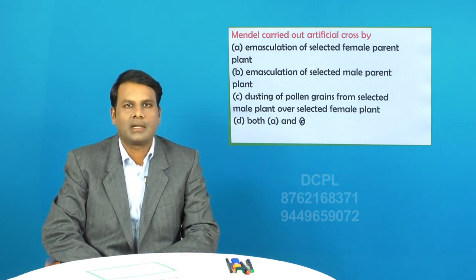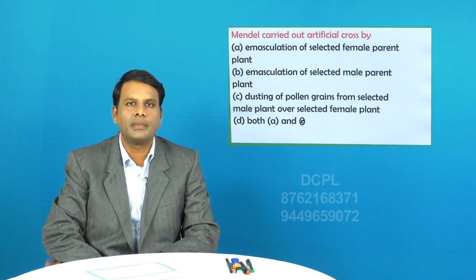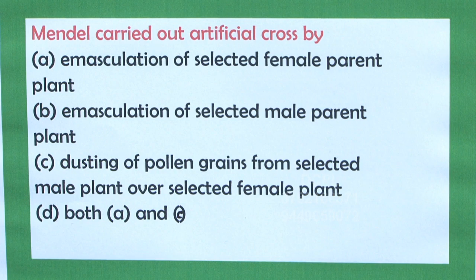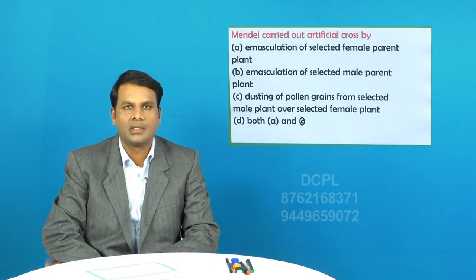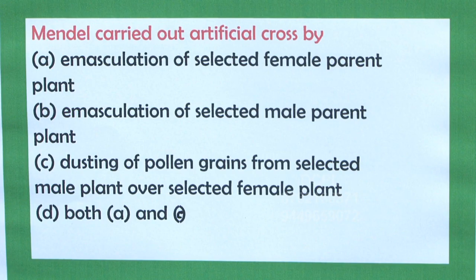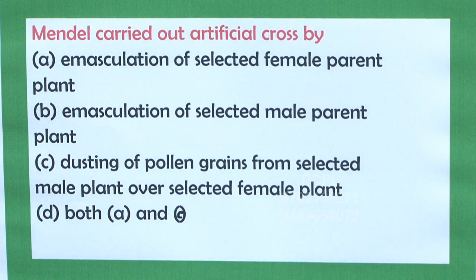So, Mendel also conducted artificial hybridization to see the inheritance of characters in pea plant. So, in this particular question, Mendel carried out artificial cross by option A, emasculation of selected female parent plant. So, selected plant wherein the stigma is being used, wherein the stamens have to be removed, that is called emasculation. Option B, emasculation of selected male parent plant. So, the male parent plant is a unisexual plant wherein emasculation is not required.